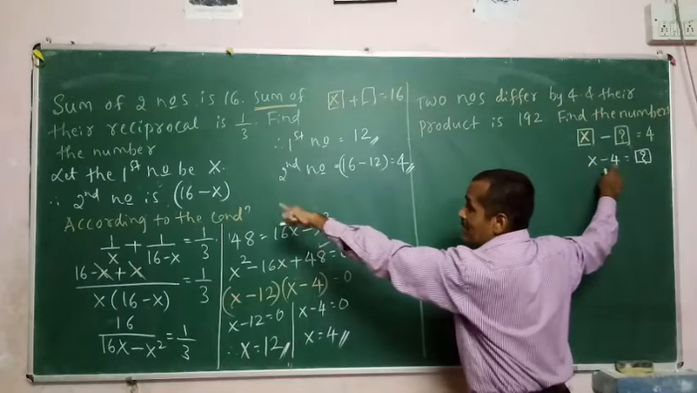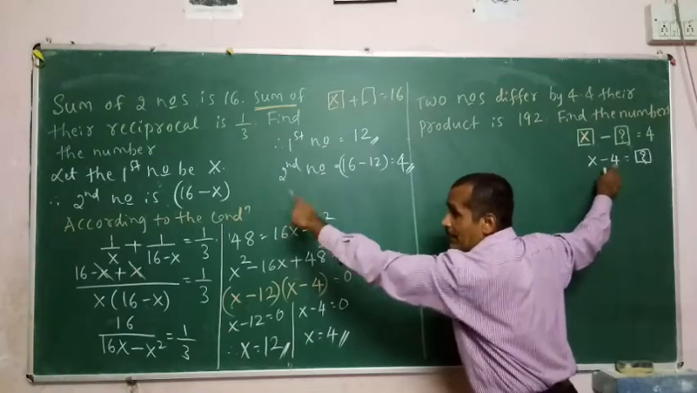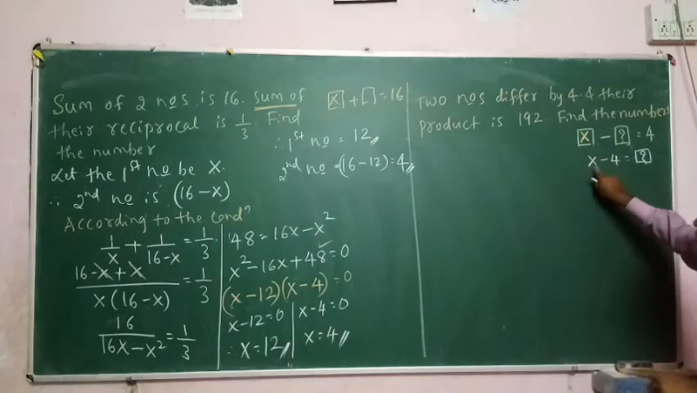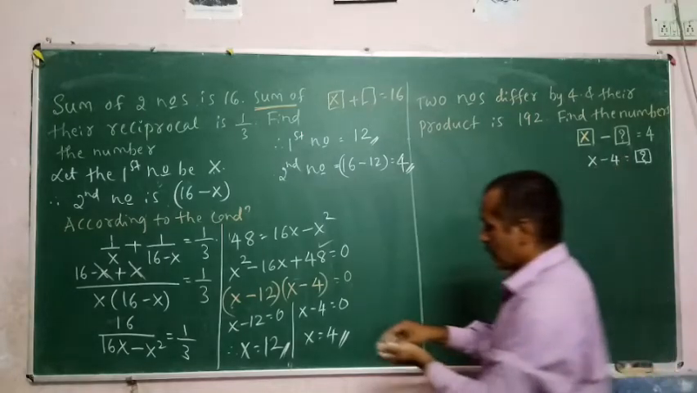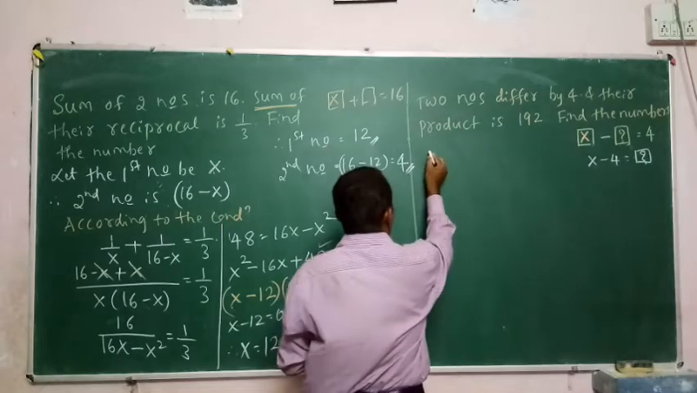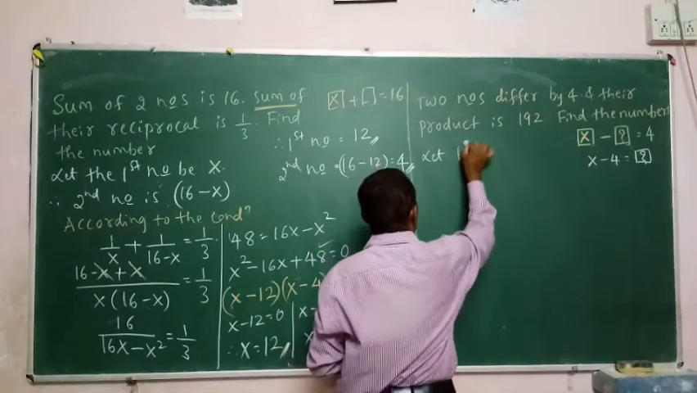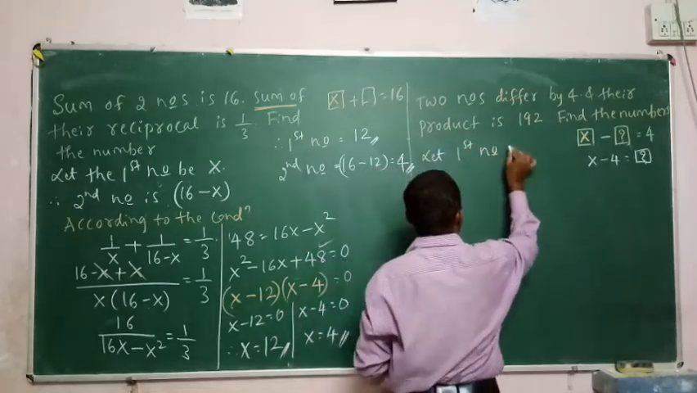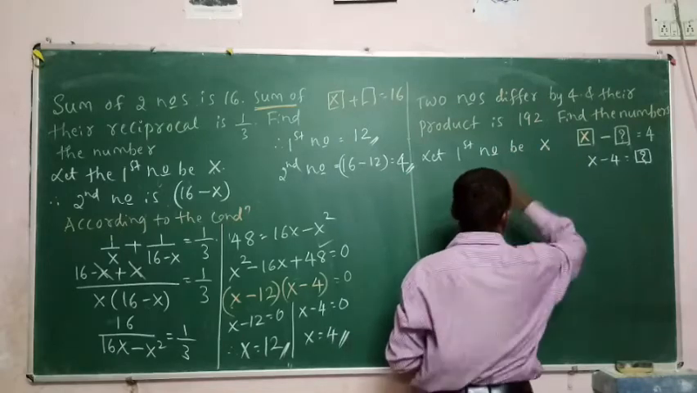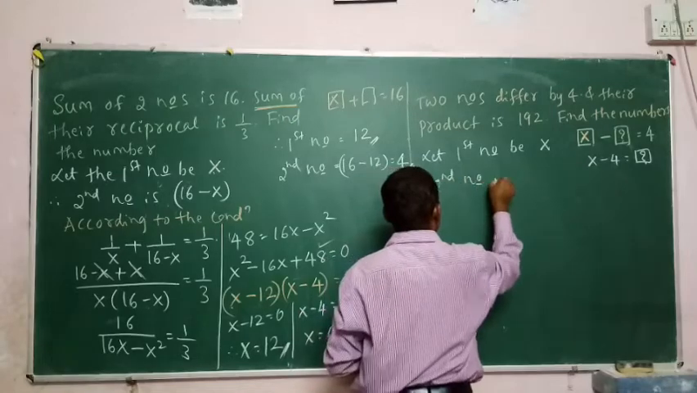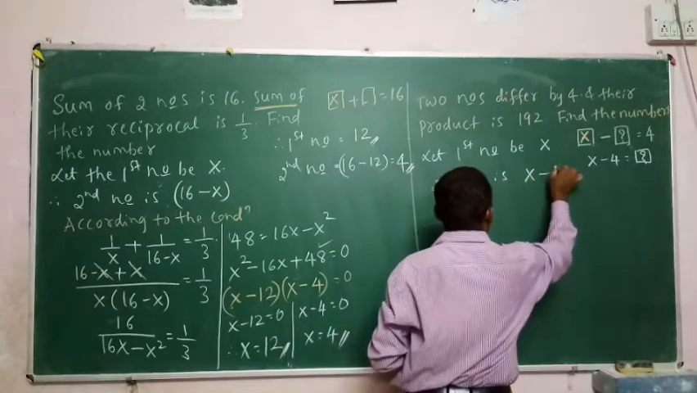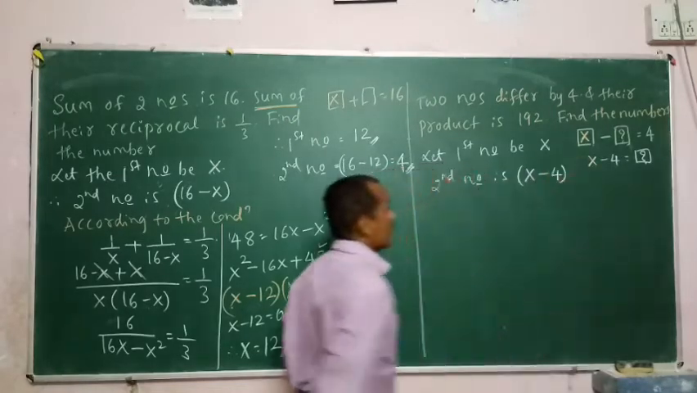Then 16 minus x: number comes first, alphabet comes next. Here alphabet comes first, number comes next. This is the difference you notice. Come on, I will start. Let the first number be x. Therefore, the second number is x minus 4.